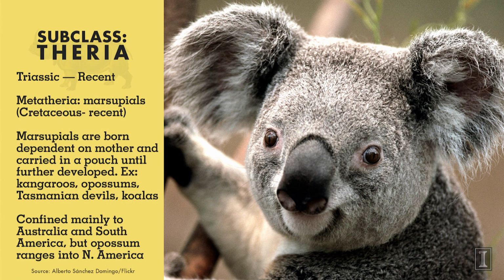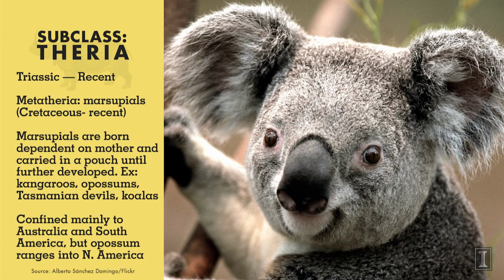Within this subclass Theria, we're going to dial in a little bit closer here on the Metatherians, which arose in the Cretaceous, and they're still alive today. These are your marsupials. Marsupials are organisms whose offspring are born dependent on the mother, and they're housed in a pouch until further development, basically. Some examples of marsupials I'm sure you're coming up with already are the kangaroos, opossums, Tasmanian devils, and koalas. This group is confined mainly to Australia and South America, but the possums range to North America actually. And I'm laughing because I've definitely seen a few of those on our roadsides here.